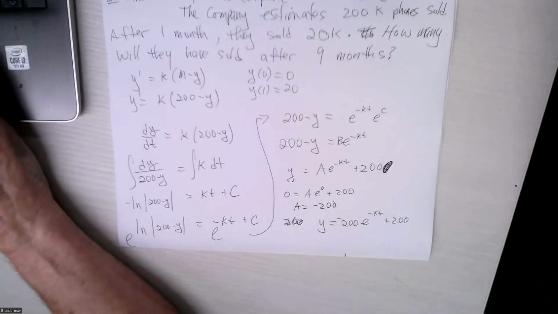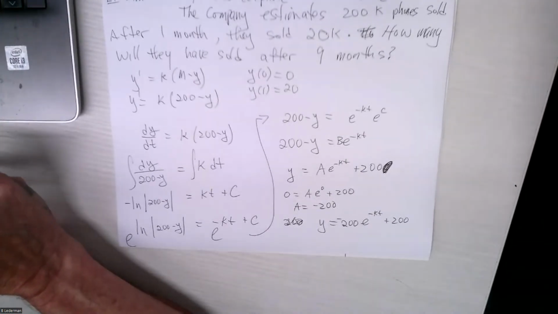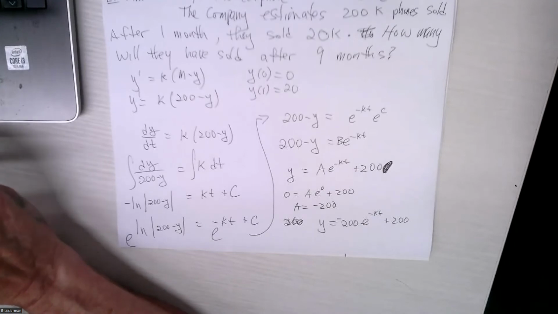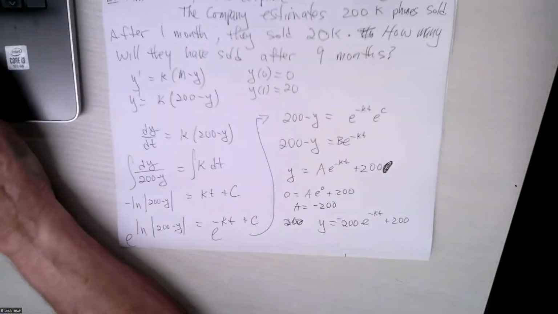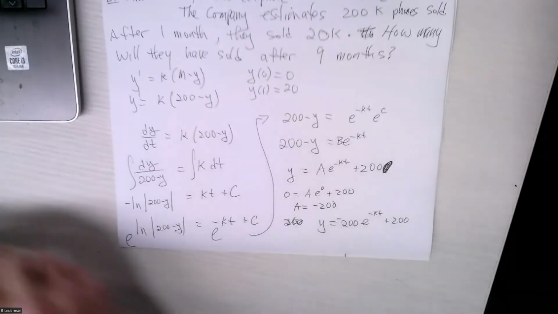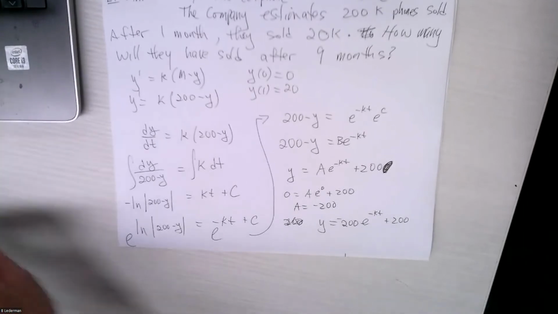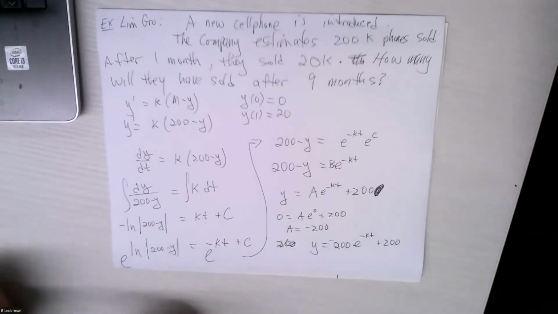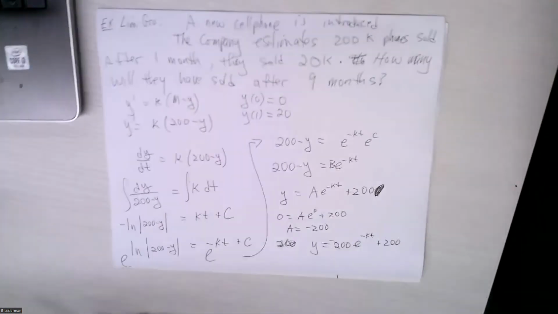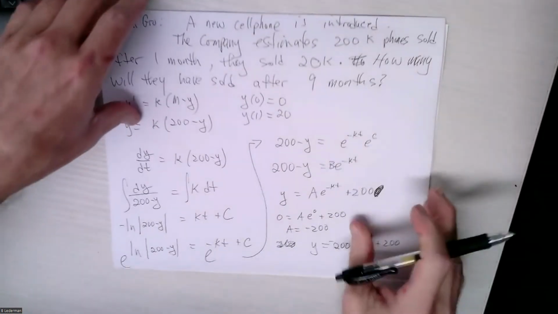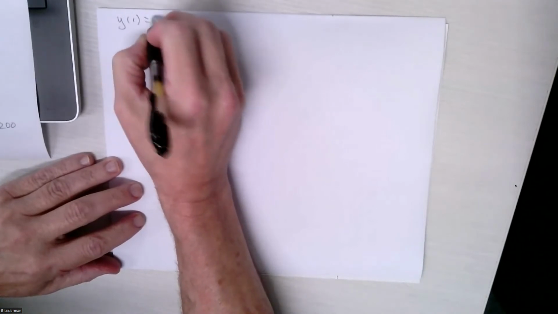What we have to do next is find the value of k. To find the value of k, I'm going to have to go to another page, because I'm running out of paper here. So if you want to take a picture of this, or just remember this, or freeze this, take a screenshot, whatever you want. But I'm going to have to switch the paper now. Now we're going to use the fact that y of 1 equals 20.